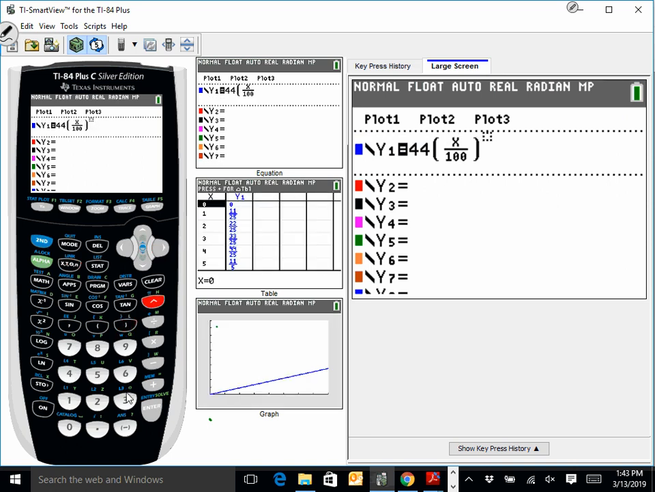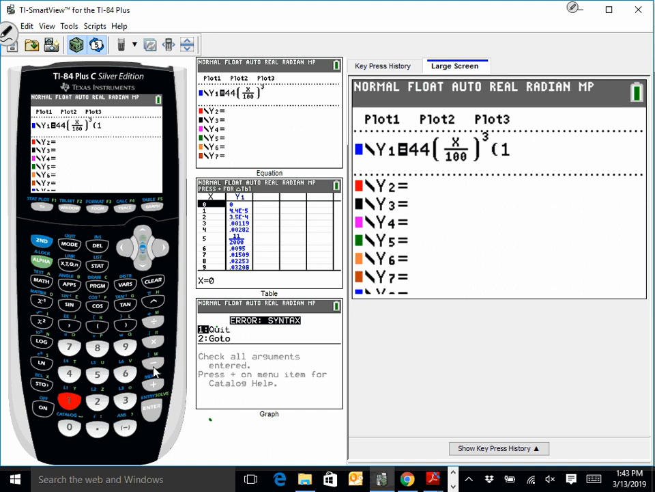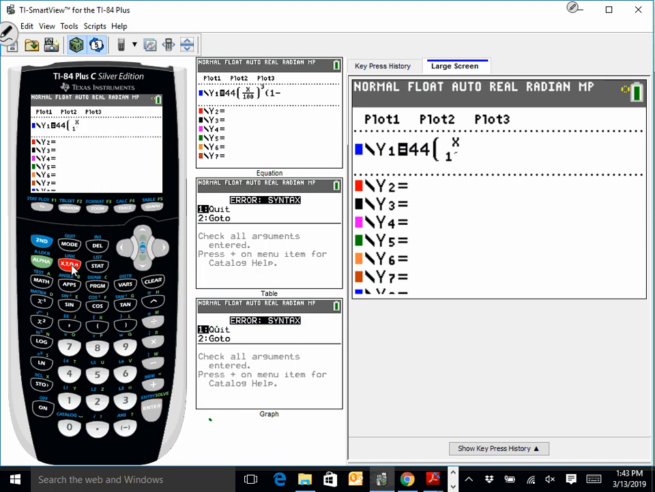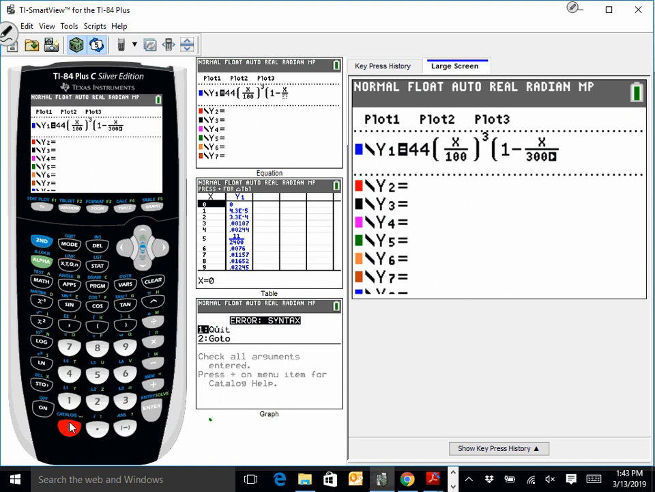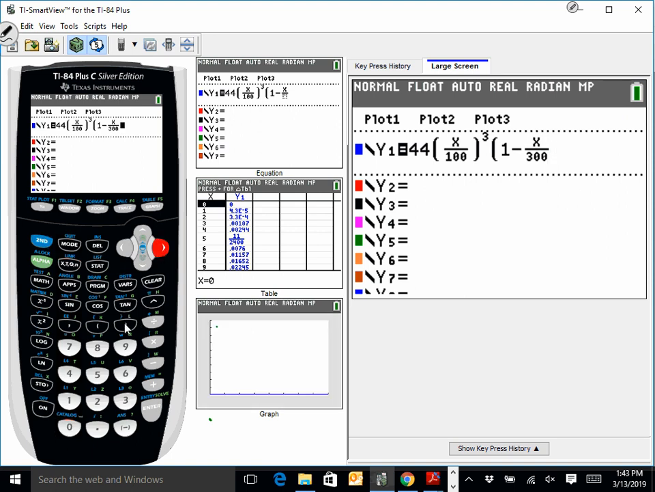And we also have times 1 minus another fraction, x over 300. Again, the function says t, but we use x. And then that whole thing is to the 7th power. So again, this is some kind of bizarre function, but I'm just going to go ahead and graph this thing and see what it ends up looking like. For my window, I know this is between 0 and 300.